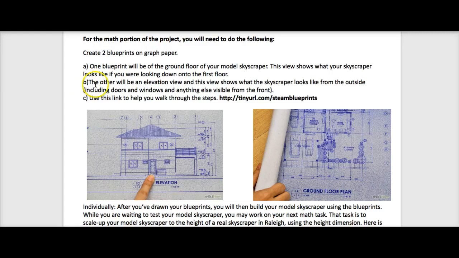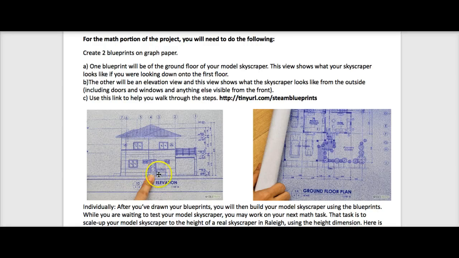For part B, the other blueprint will be an elevation view, and the view shows what the skyscraper looks like from the outside. So if I were looking at the front of your building, what would I see in front of me? So you need to include doors, windows, and anything else visible from the front. So if you look at my blueprint on the bottom down here, this is the elevation plan. So you can see, basically if you're taking a picture of your house, that's what it looks like.